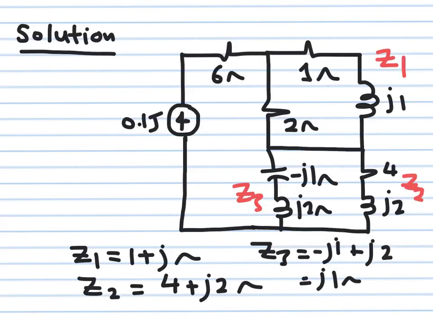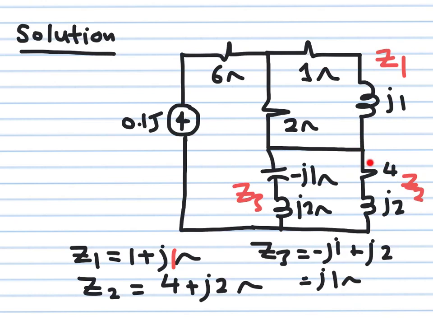So let's do the calculations. First, I have 1 plus j1. This will give me the impedance of this branch, which I called Z1. So Z1 is 1 plus j1 here. I'm missing 1 here in this expression. So I'm going to put 1 here, j1 ohm. Okay, I can simply write it as j, and j is understood as j1, but let's put 1 here just to be consistent. Z2 is this impedance.